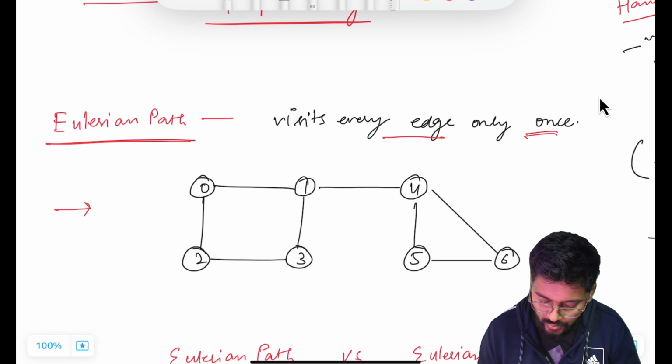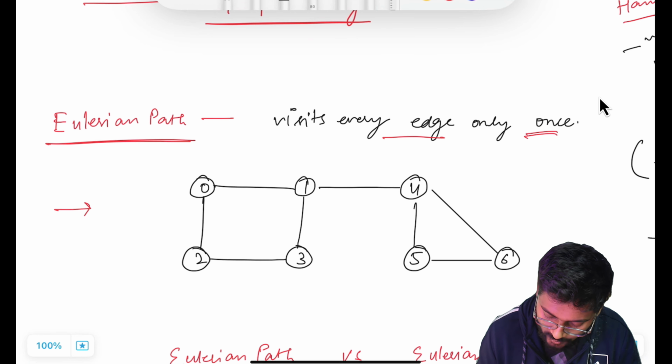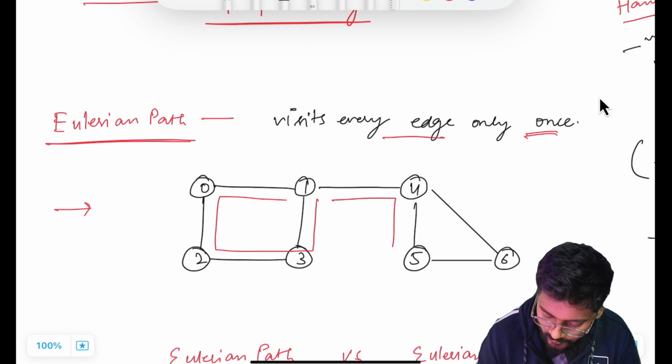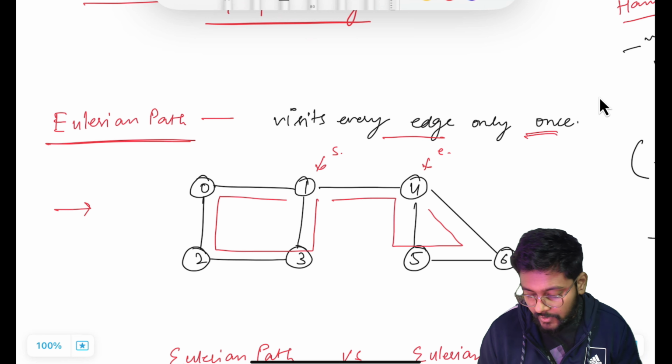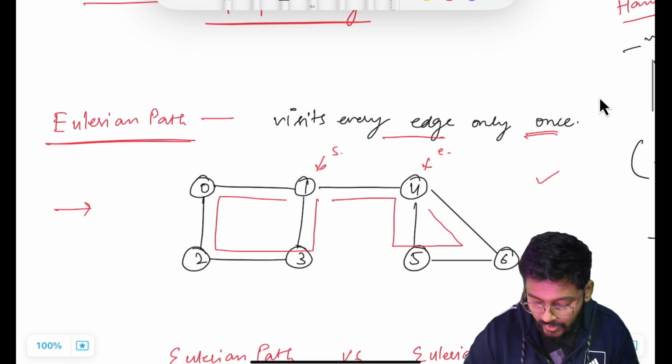So if I try to draw the Eulerian path in this graph, my aim will be to cover every edge and visiting every edge only once. So if I go like this, from 1 to 3, 3 to 2, 2 to 0, 0 to 1, then 1 to 4, 4 to 5, 5 to 6 and 6 to 4. I started from 1 and I ended at 4. And I am covering every single edge in this graph. So this is a valid Eulerian path.